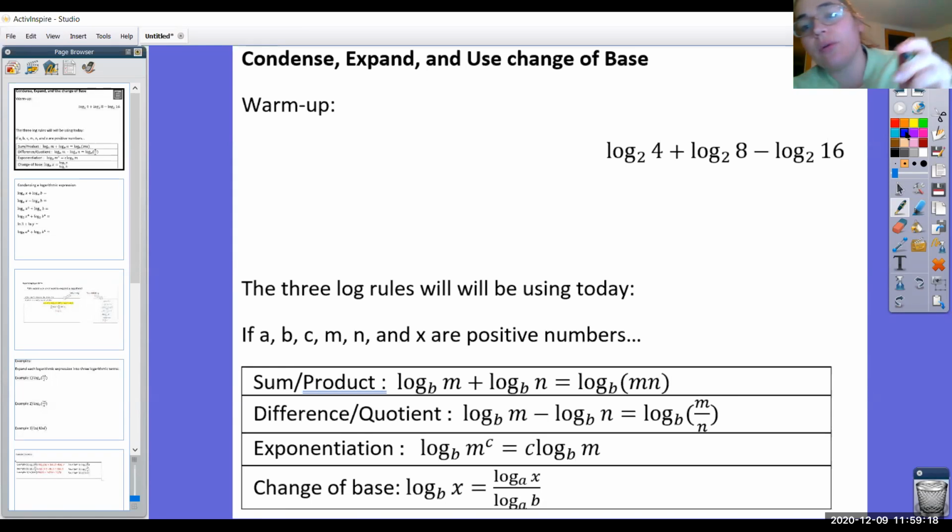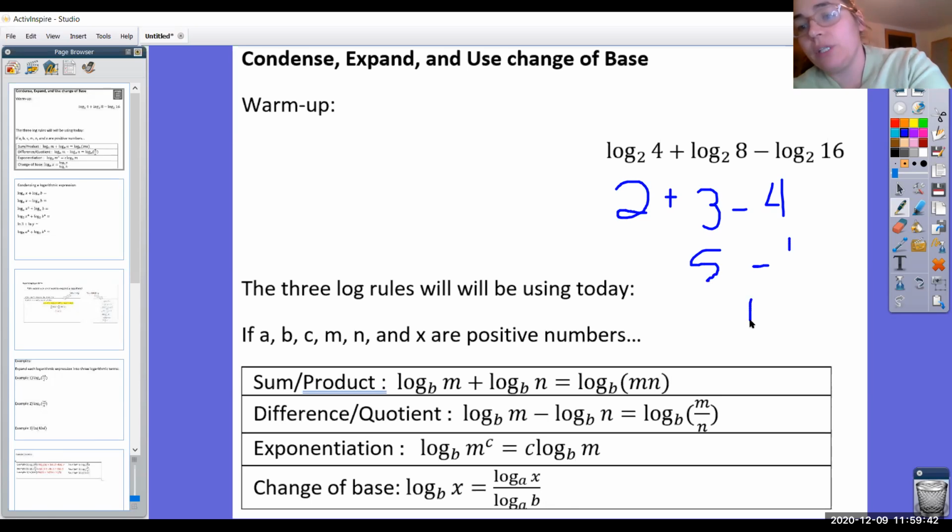Okay, so to simplify it, we know from previous lessons that log base 2 of 4 means what exponent do you raise 2 to get the argument of 4? Well, that's going to be 2. Log base 2 of 8, 3. And log base 2 of 16 will be 4. 2 plus 3 minus 4 is 5 minus 4, which is 1.